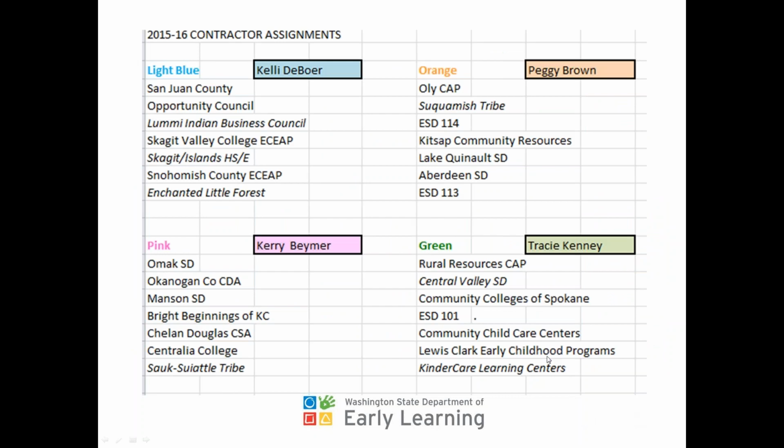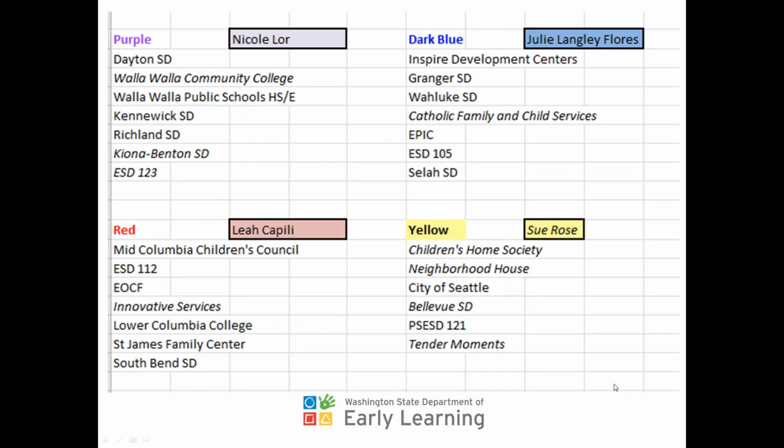So now we're going to take a look at contractor assignments for the 2015-16 school year. We've color-coded them this year. And you can see that the contractors that Kelly DeBoer works with are listed in light blue. And Peggy Brown has contractors listed in orange. Carrie Beamer is in pink, and Tracy Kenny is in green. And then the rest of our specialists and ECEAP contractor sites are listed on this page with Nicole, Julie, Leah, and Sue.